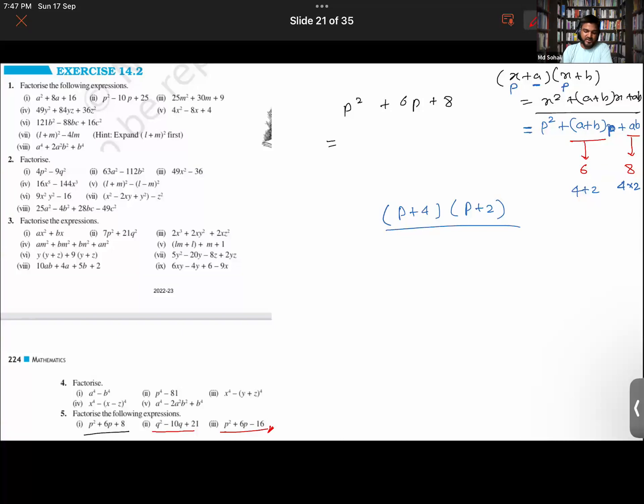Now here the sign is minus, so don't get confused with that. Still, you will be using the same identity.